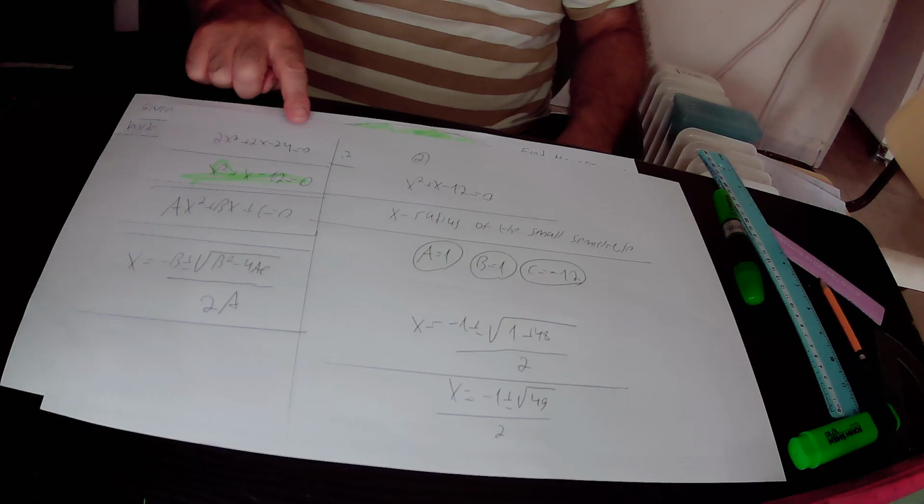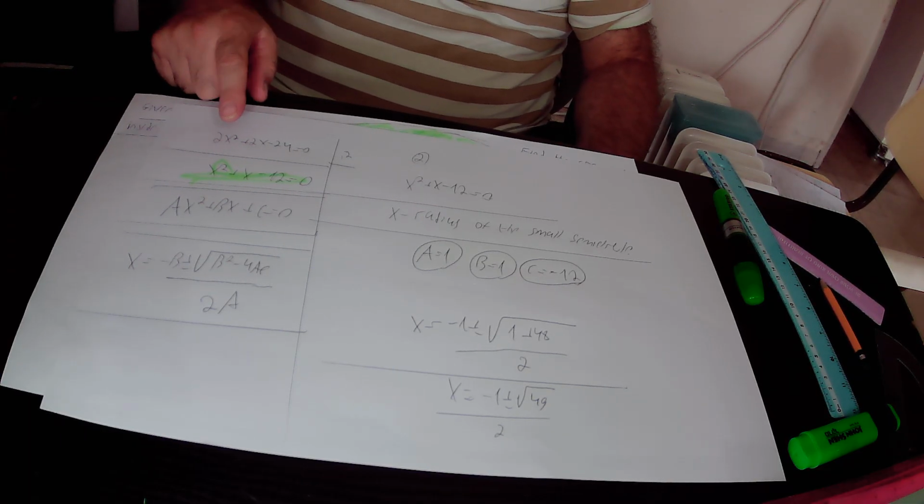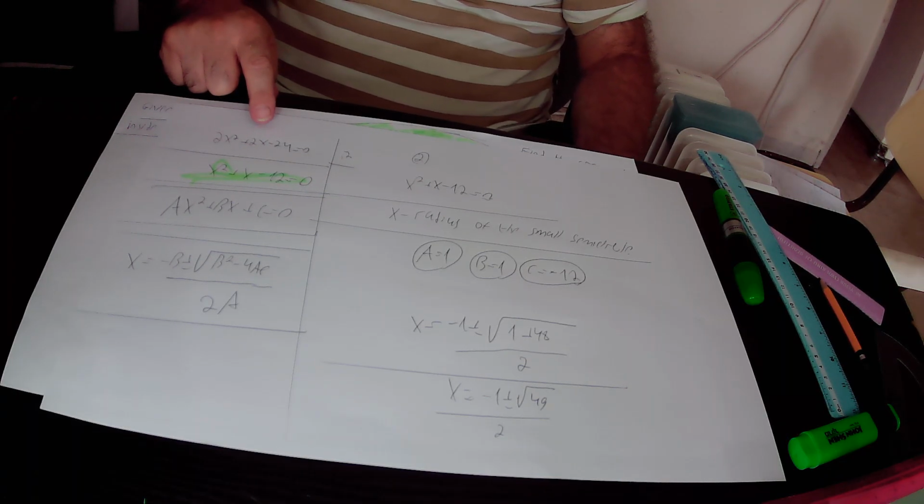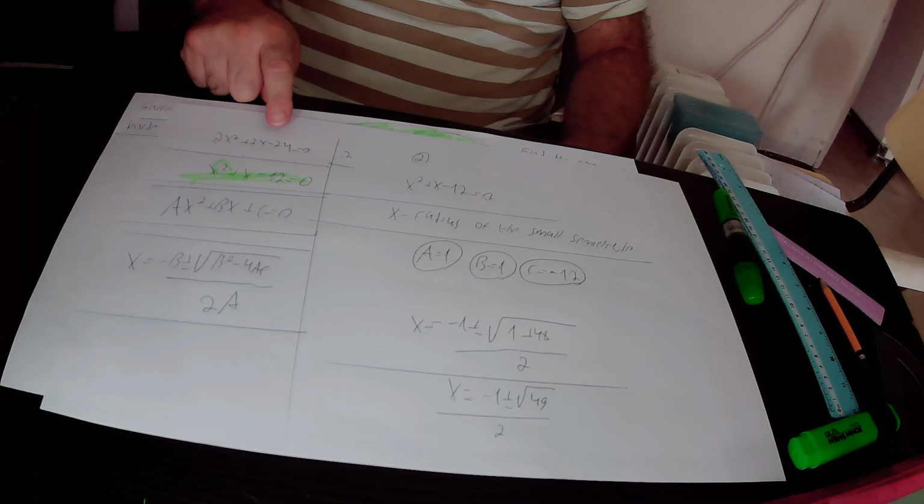Here we divided the equation by 2, and found that 2x squared over 2 is x squared, 2x over 2 is x, minus 24 over 2 is minus 12, and 0 over 2 is 0. So in total we find that x squared plus x minus 12 equals 0.